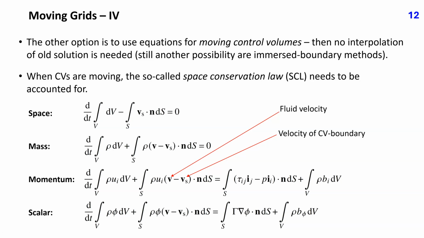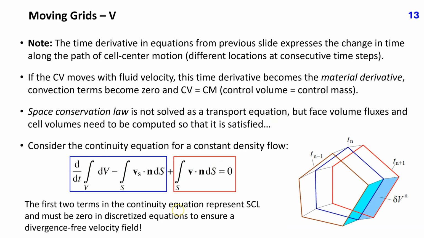Another difference compared to equations from slide 7 is apparent in convection terms. They are now computed with the relative velocity, that is, fluid velocity minus velocity of the control volume surface. If the control volume moves exactly with fluid velocity, then the time derivatives in equations from previous slide become material derivatives, and convection terms become zero. In this case, control volumes are identical with control mass, that is, the same fluid remains in the control volume.